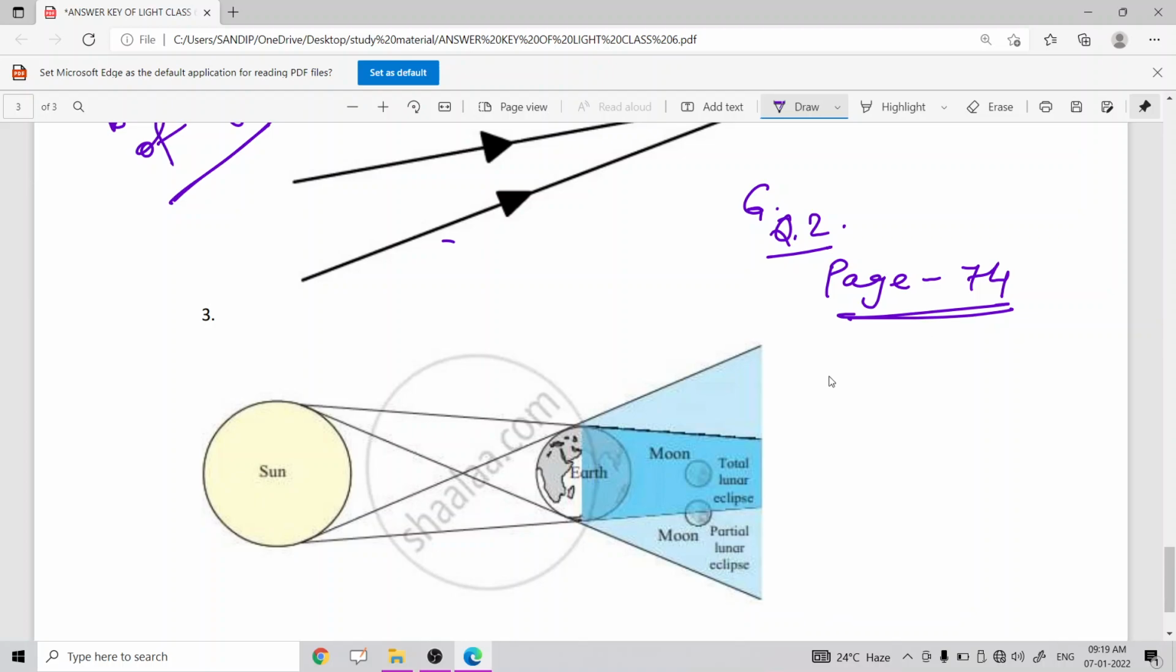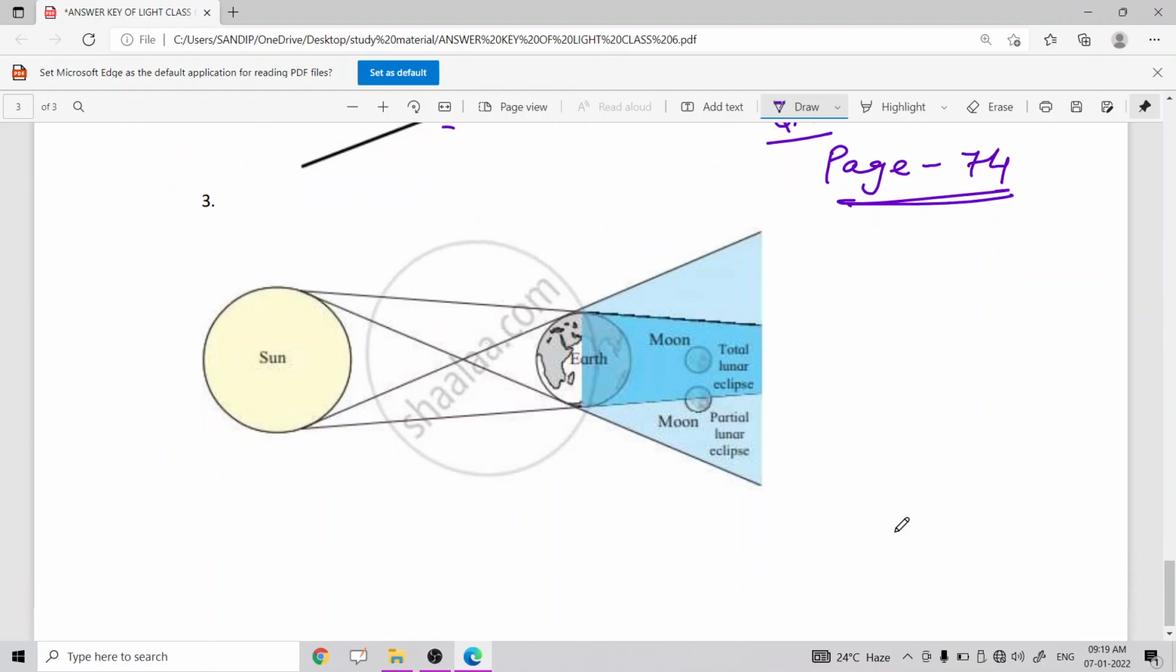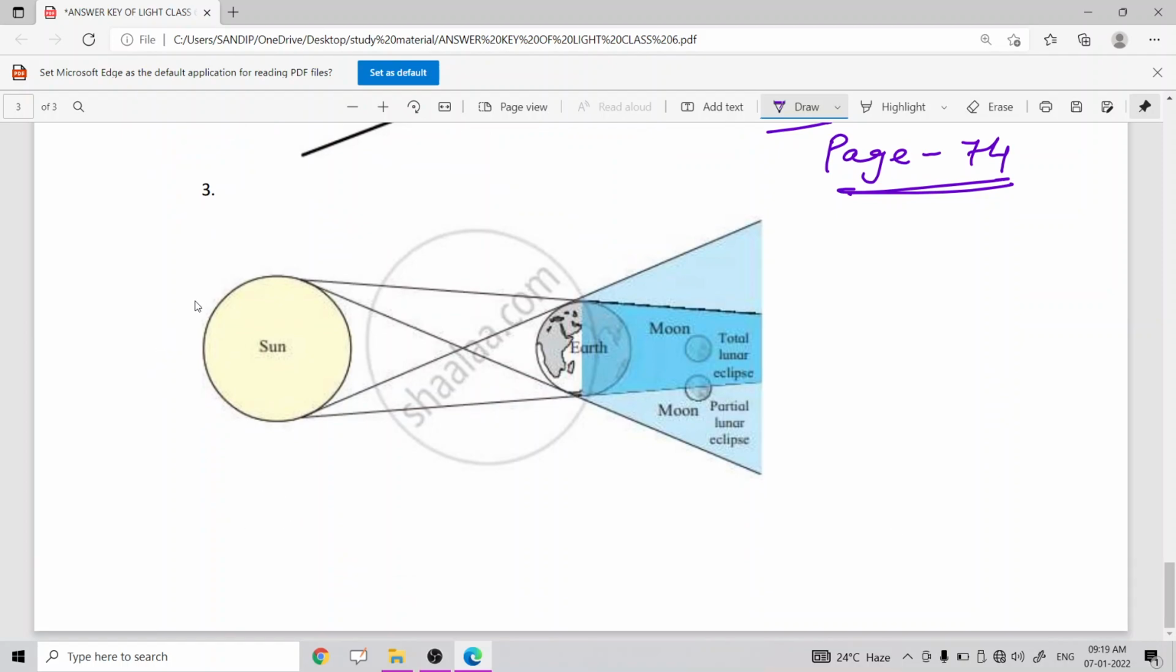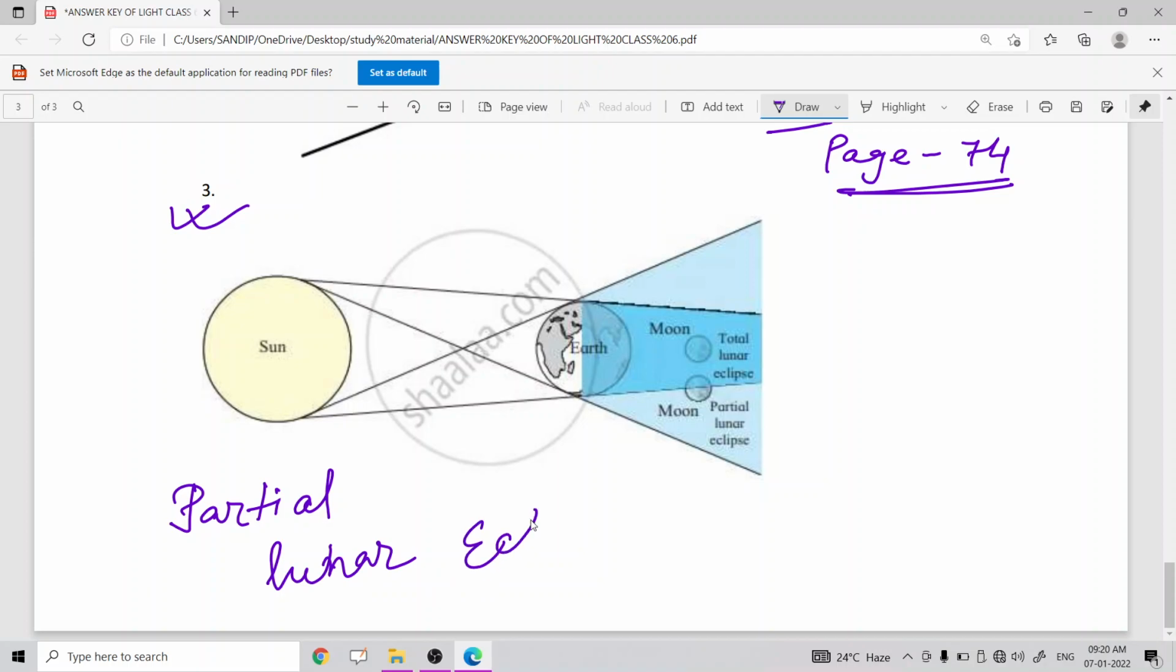And the third one is a partial lunar eclipse. So this is the image of a partial lunar eclipse.